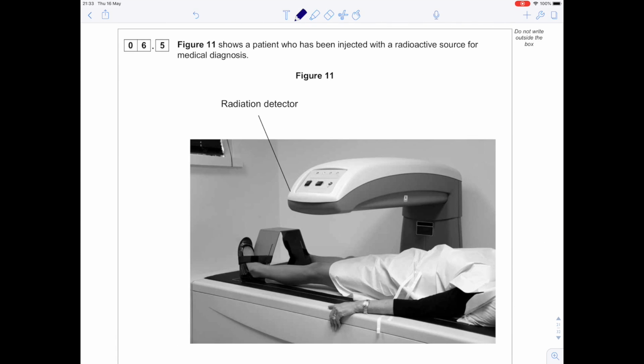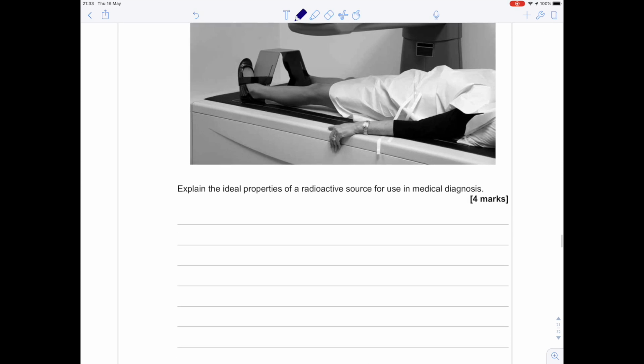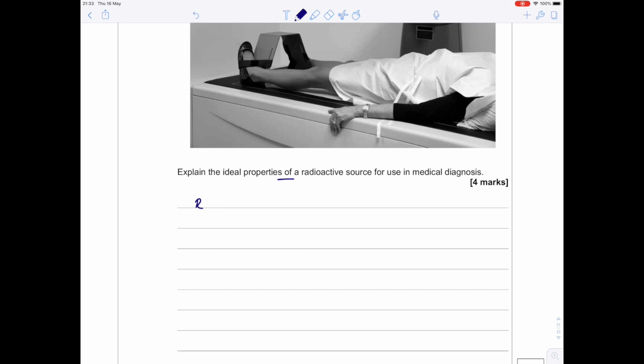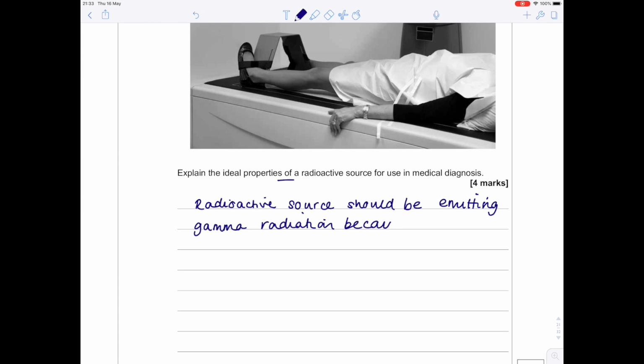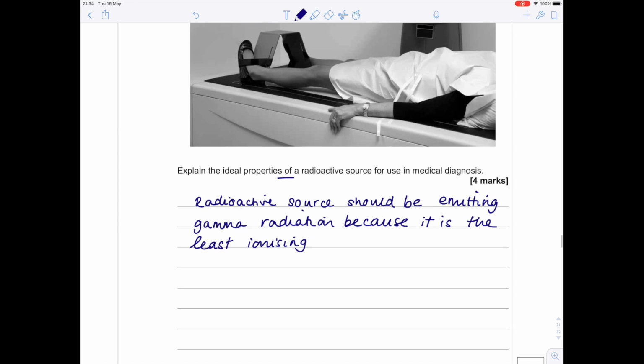Figure 11 shows a patient who has been injected with a radioactive source for medical diagnosis, radiation detector. Explain the ideal properties of a radioactive source for use in medical diagnosis. 4 marks, so we want to make 4 separate points. First of all, the radioactive source should emit gamma radiation because it is the least ionizing and therefore the least dangerous when found within the body. It's also the most penetrating, which is good because it means it will get through skin and bone.